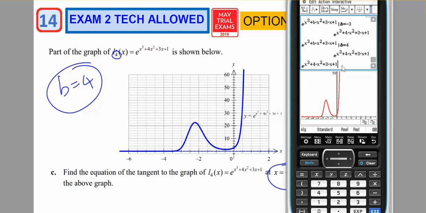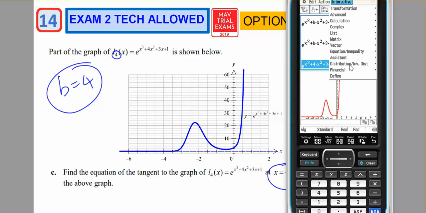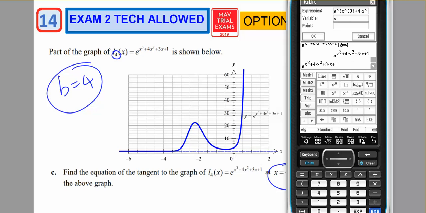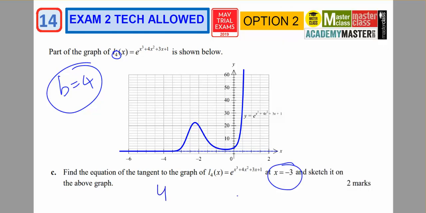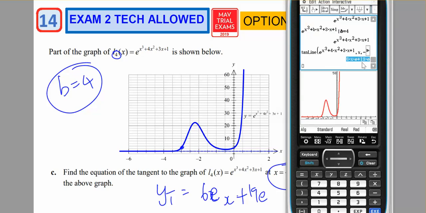So I'd like to calculate the tan line at x equals negative 3. So calculation, line, tan line, x equals negative 3. And that gives me y of the tangent equals 6ex plus 19e. It touches there. If I pick this up and drag and drop, it goes through just below 60, so it goes through around about there.